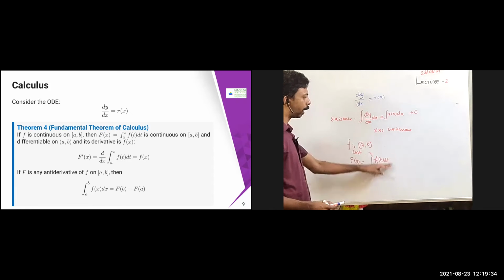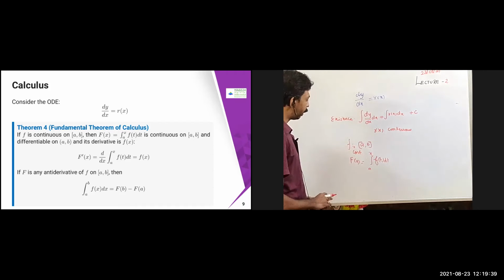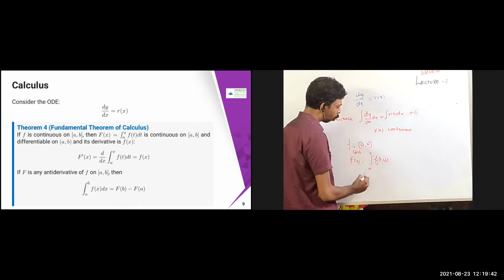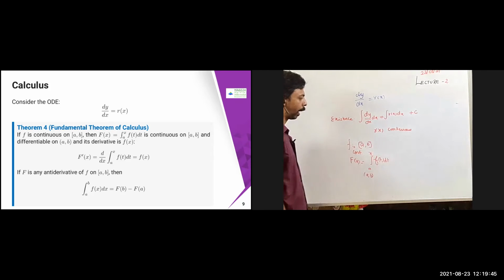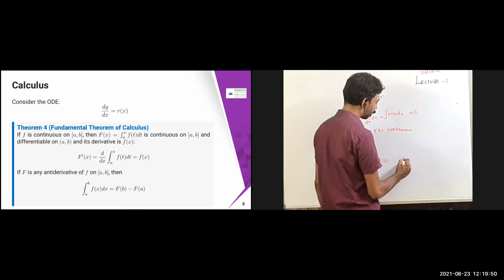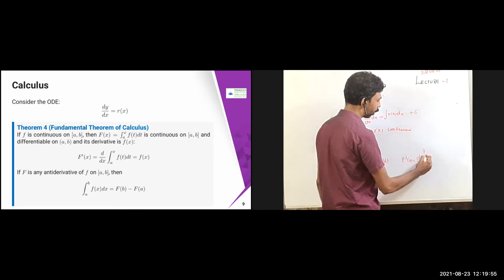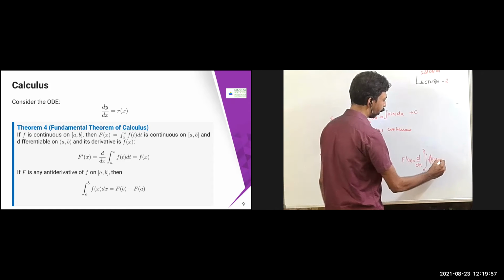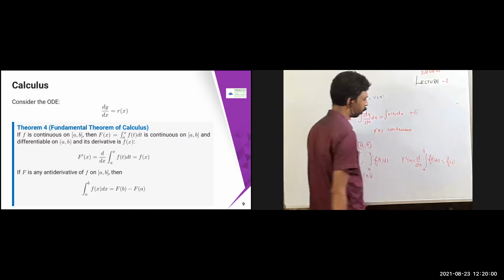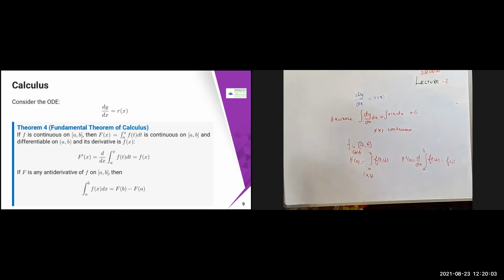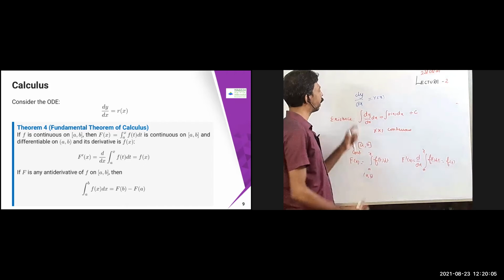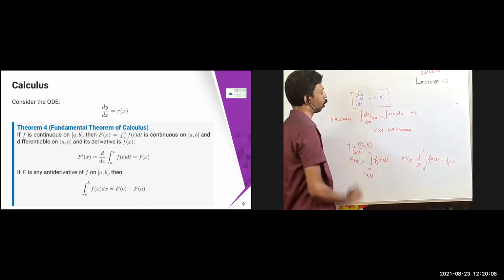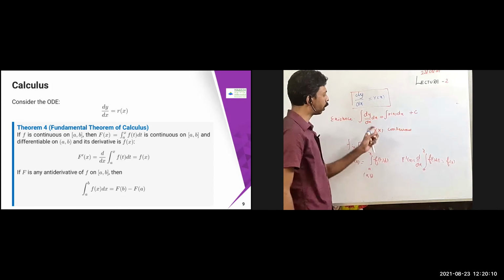Since f is continuous, F is going to be continuous on a comma b, and F is also differentiable on the open interval a comma b. This is guaranteed. Its derivative, F dash of x, is d by dx of the integral from a to x of f of t dt, and that becomes f of x. So this is what the fundamental theorem of calculus says. Using it, you can solve the simple problem dy by dx equal to r of x.